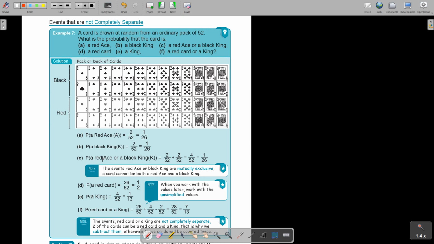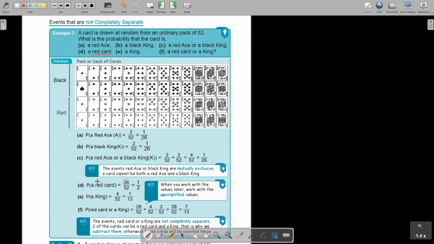And then if they say a red ace or a black king, they have nothing to do with each other, so you just add it up. But what is the probability of a red card? Now, how many red cards are there? 26 out of 52. Okay, and sometimes it's best not to simplify it, and just give it as the final answer.